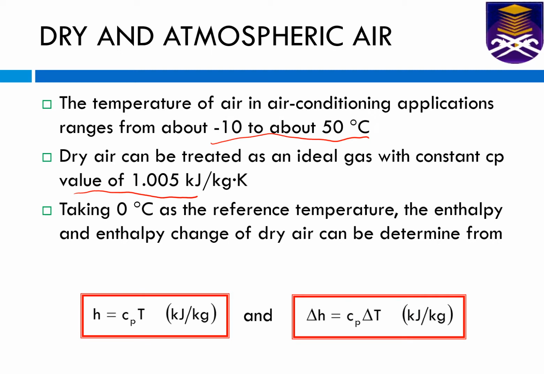So taking 0 as the reference temperature, the enthalpy and the enthalpy change of the dry air can be determined as the enthalpy equal to Cp times the temperature. So thus the enthalpy change, delta H, for that range is equal to Cp times delta T.